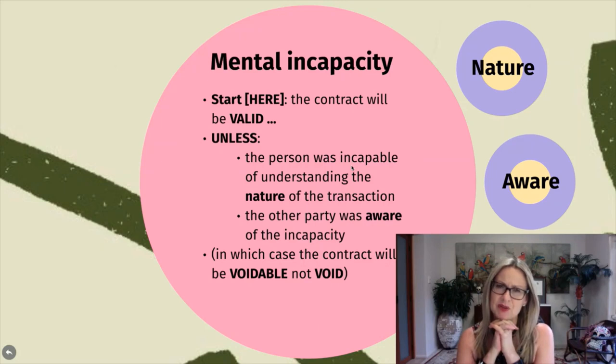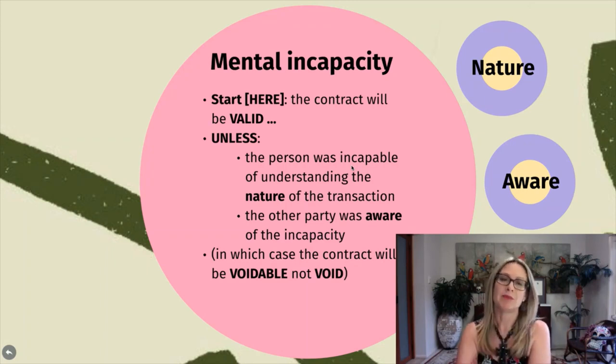Just because your senses were somewhat dulled will not excuse you from performing a contract that you've agreed to perform. The only thing that's really going to get you out of performing a contract will be if you were that badly affected that you were not even capable of understanding the broad nature of the transaction, okay? The broad nature of the transaction, and the other party has to know about it. Why is that?